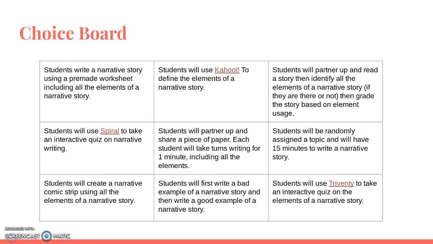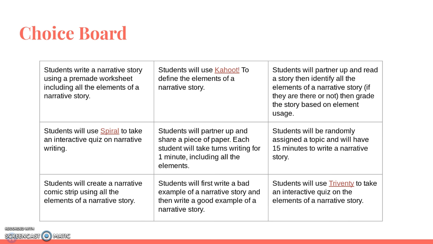All right, the fifth one, students will partner up and share a piece of paper. Each student will take turns writing for 1 minute, including all the elements of a narrative story. So this one would be just one student would start writing and just keep those elements in mind while they're writing. And then a timer would go off and they'd switch to the next person. And then it's kind of fun because they would create this kind of pieced together story that they were both writing. And they don't know what the other person is writing until they get that paper back and read it.